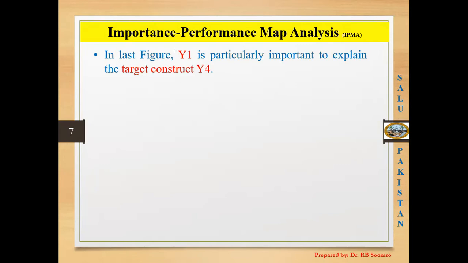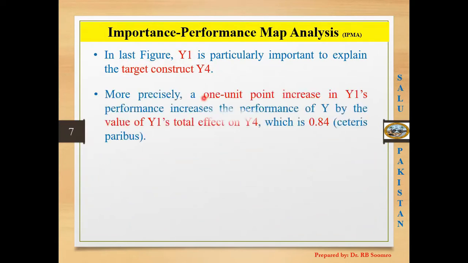And then in the last figure, Y1 is particularly important to explain the target construct Y4. It means that a one unit increase in the Y1's performance increases the performance of the Y4. That means if there is an increase in the performance of the Y1, there is an increase in the performance of the Y4 by the value of the total effect of the Y1 and Y4. So here it is 0.84. That means if the other things remain the same, this will happen.